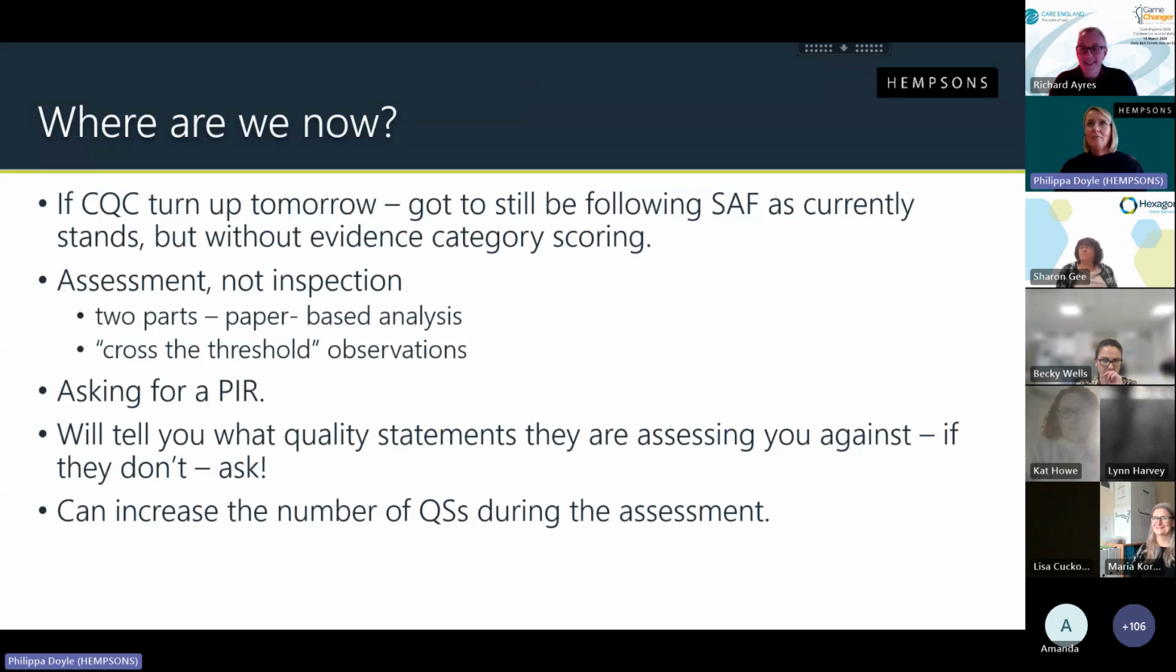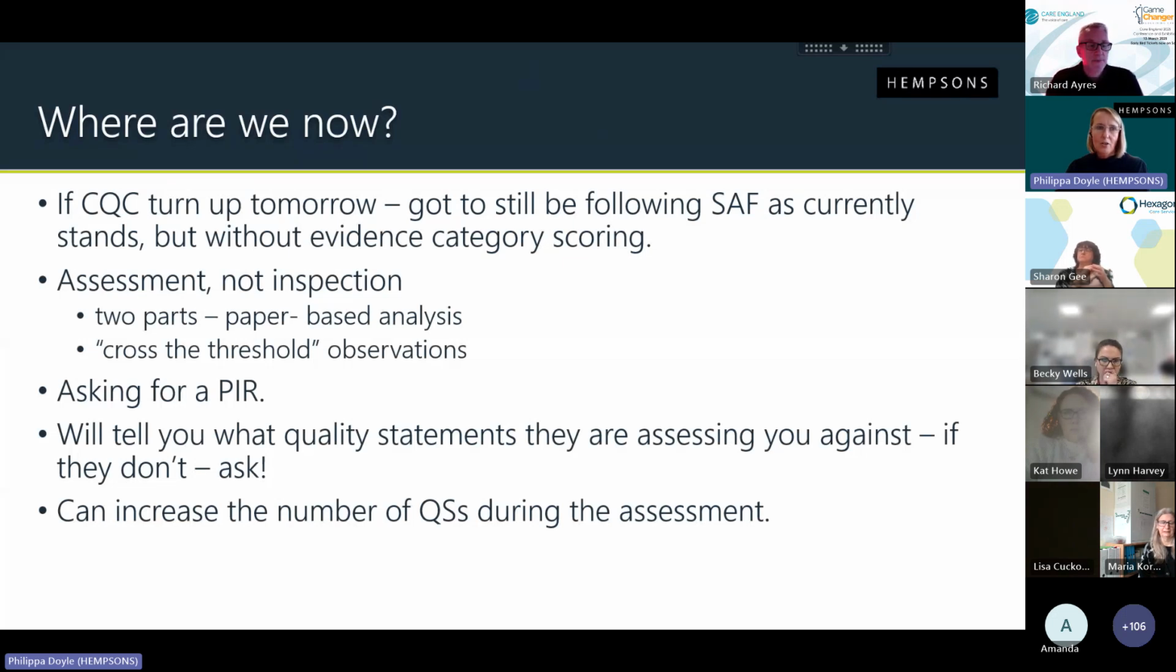But you do still need to be following the single assessment framework as it currently stands, just without the evidence category scoring. It is still an assessment. It has still got two parts. It's still got paper-based analysis, looking at your processes, looking at your documents, but it has got what CQC term those cross the threshold observations. So when they've come into your service, like an old style inspection, and they're sitting in a corner observing the delivery of care, talking to some of your residents, talking to some of your staff, as well as speaking to yourselves. In the main, we are seeing that they're still asking for a PIR in advance.